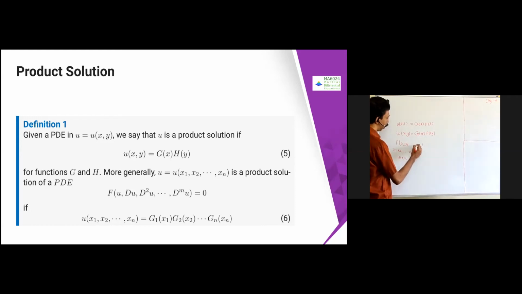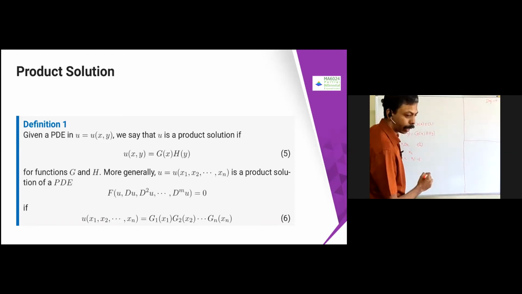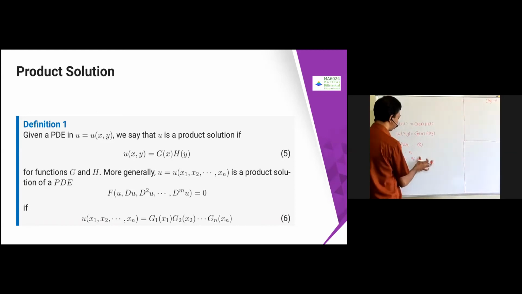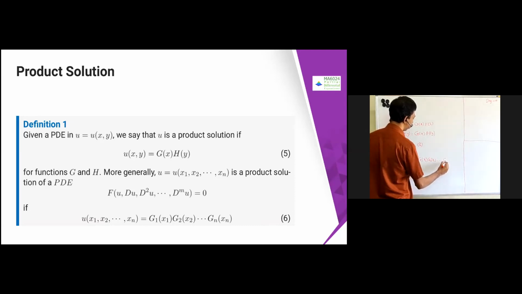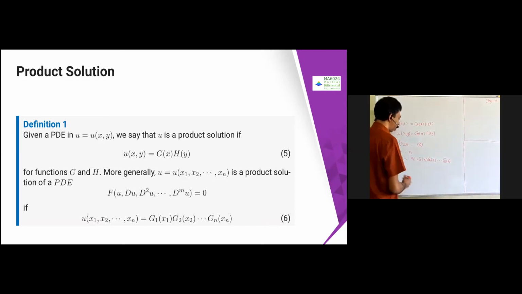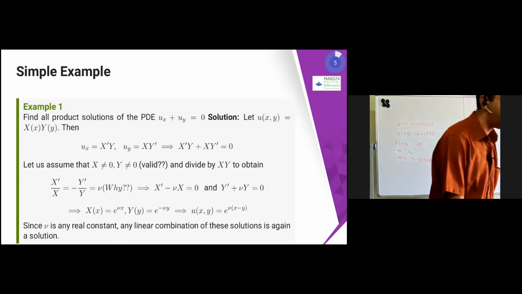Suppose this is my multi-dimensional case. What I can do is write g1 of x1, g2 of x2, etc., gn of xn. Like this I can write. If I can write this, I call it a product system. Now we are going to use this concept for our problem here.